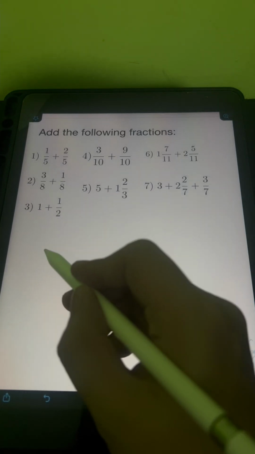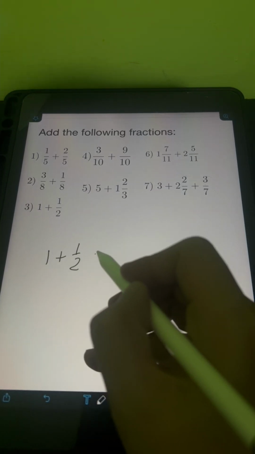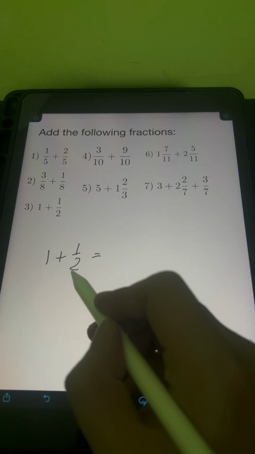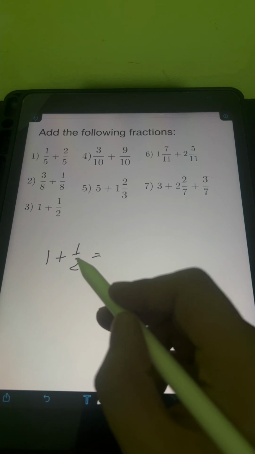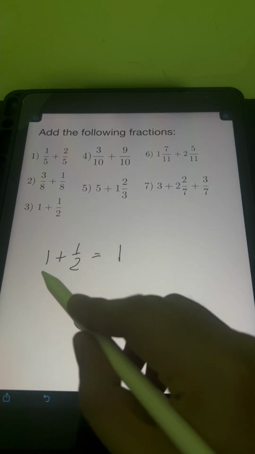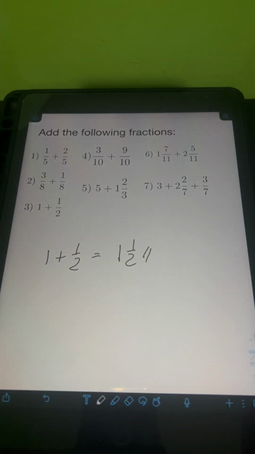Next, for number 3, we have 1 plus 1/2. When we are adding a whole number plus a fraction, we just put them together, making a mixed number. So 1 plus 1/2 is the same as 1 and 1/2.